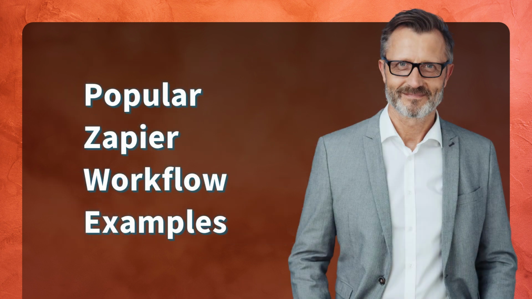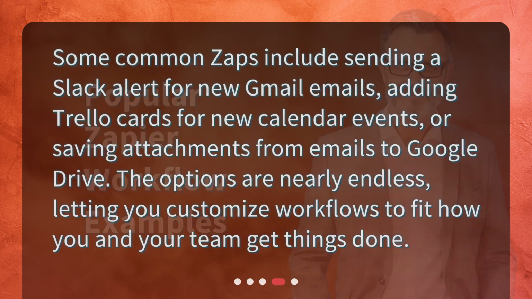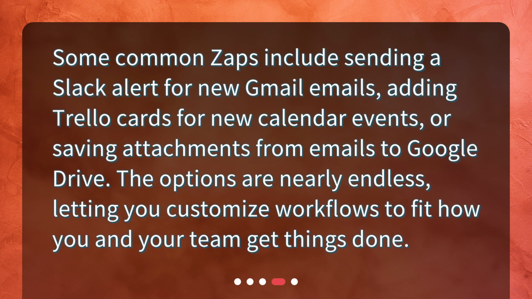Popular Zapier workflow examples. Some common Zaps include sending a Slack alert for new Gmail emails, adding Trello cards for new calendar events, or saving attachments from emails to Google Drive. The options are nearly endless, letting you customize workflows to fit how you and your team get things done.